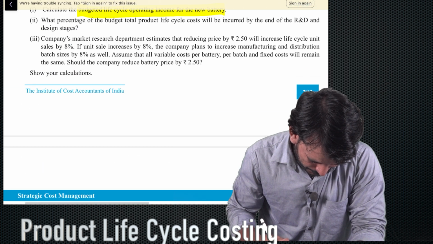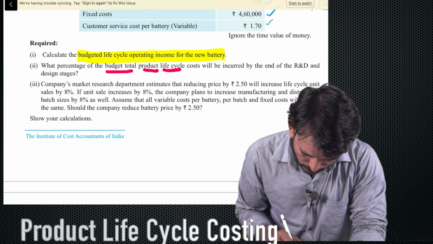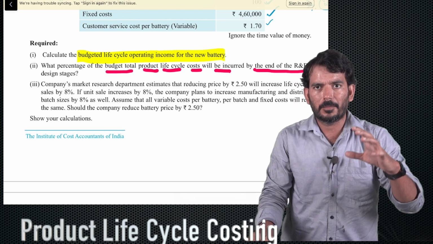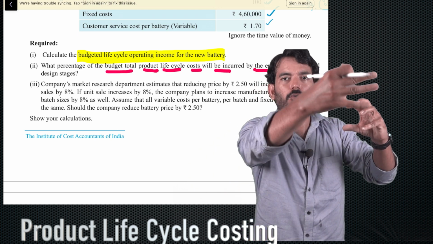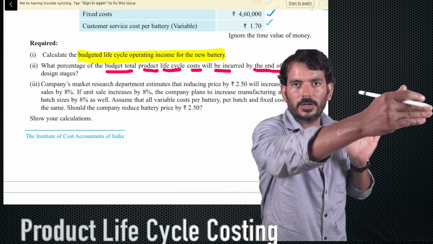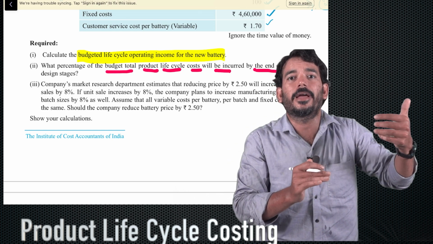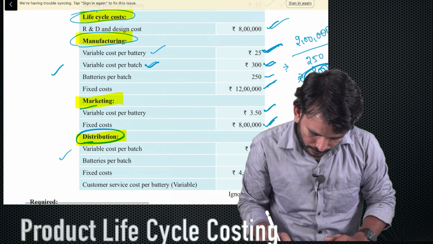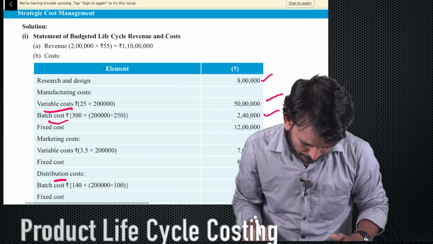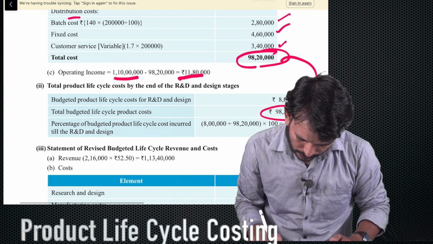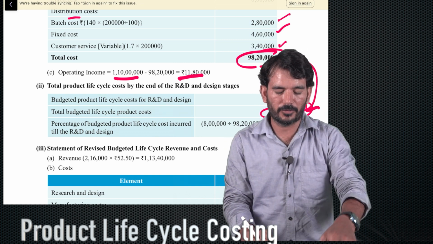Now coming to the second part of the question: what percentage of the budgeted total product life cycle cost will be incurred by the end of the R&D? So by the time you do the R&D of the battery, what percentage of the cost will constitute out of the total cost? Sir, what are you trying to say? We understood the total cost in the life of the product, assuming it is 100, that's fine. Till R&D, how much percentage expenditure have you incurred? Till R&D we have incurred 8 lakh. 8 lakh divided by the total cost, so 8 lakhs divided by 98,20,000. So 8.15%.